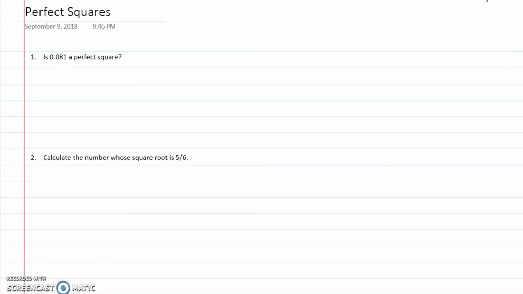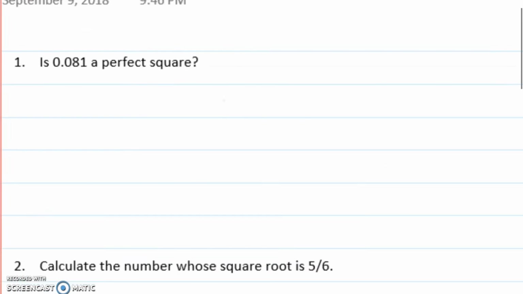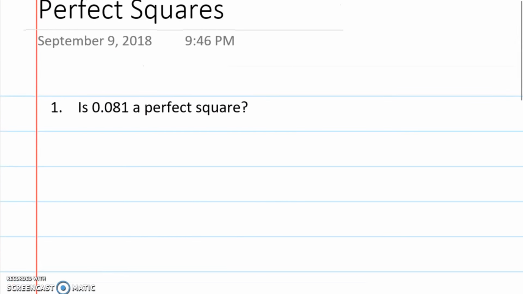This is for Math 9, 1.1. We're going to look at this first question. Is 0.081 a perfect square?